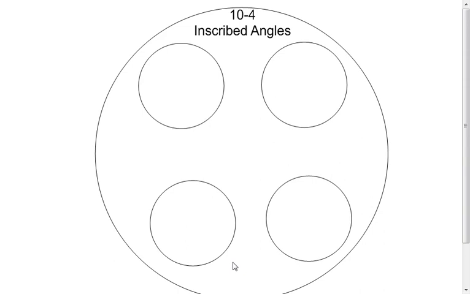In this video I'm going to talk about inscribed angles, and before we get to the actual theorem about inscribed angles, we need to know what an inscribed angle is. Basically, it's an angle that has its vertex on the circle, and the two sides of the angle are chords of the circle.